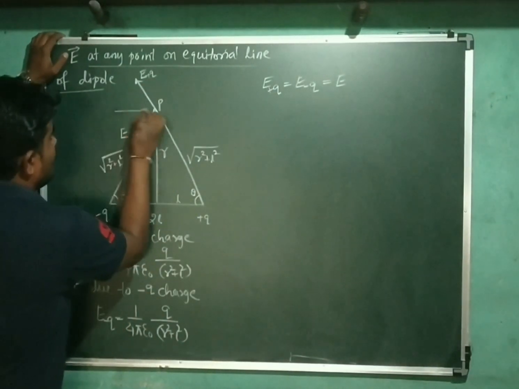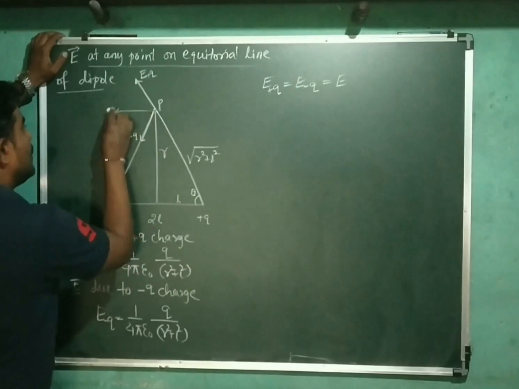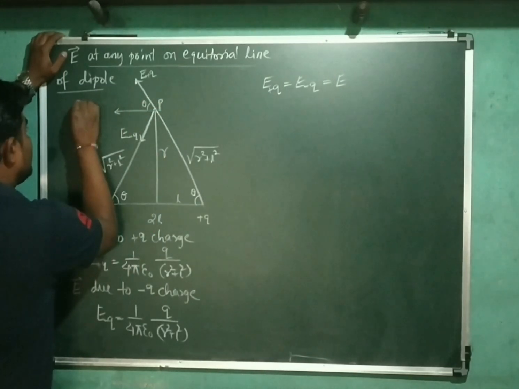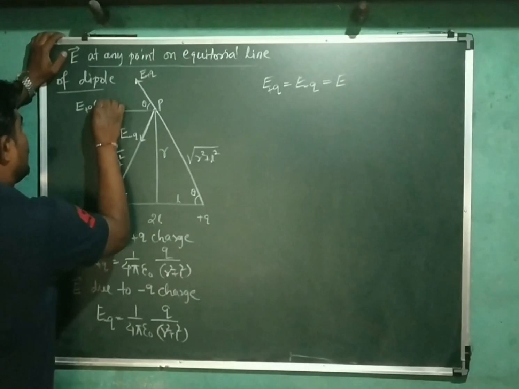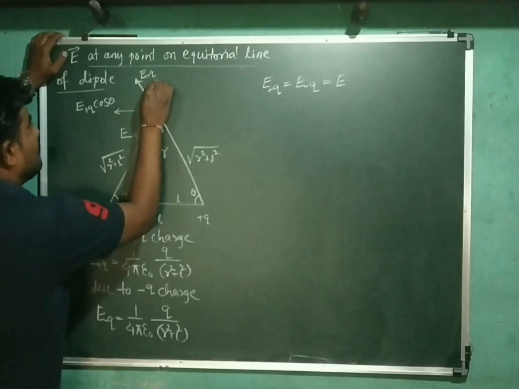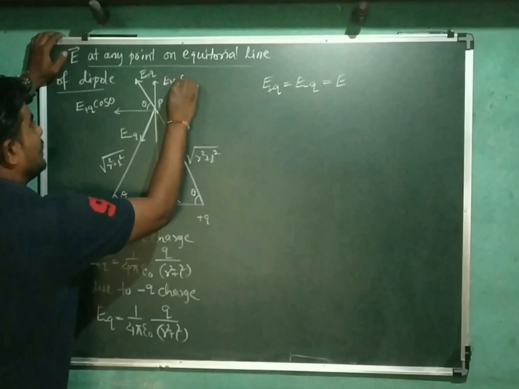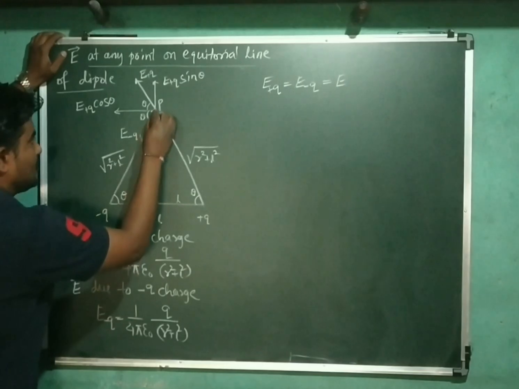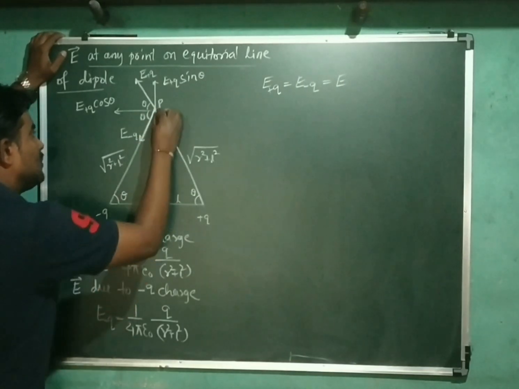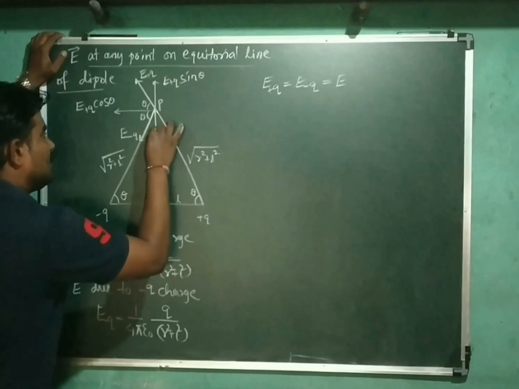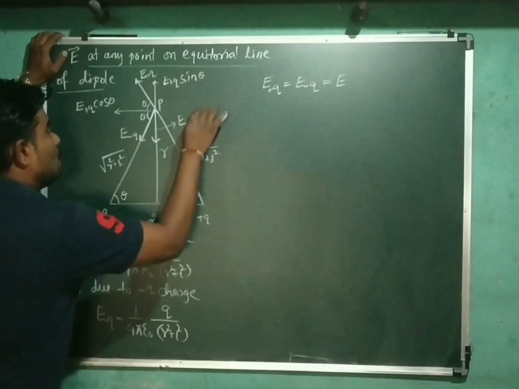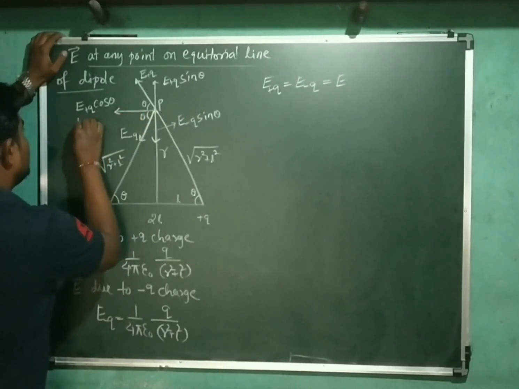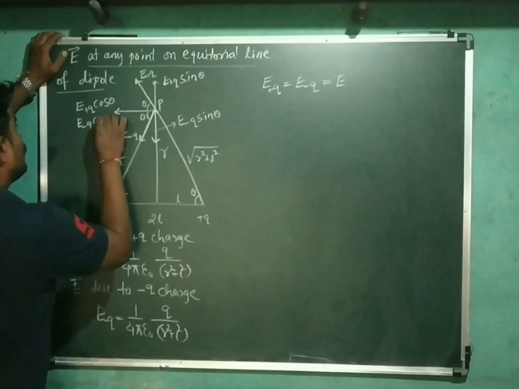One is in this direction. If this is theta, then this is also theta. This is the base component, therefore it is E plus Q cos theta, and this is E plus Q sin theta. Similarly, if this is theta, then this is also theta. Therefore I can split this vector quantity into two components, one in this direction, that is E due to minus Q sin theta, and one in this direction, that is E due to minus Q cos theta.